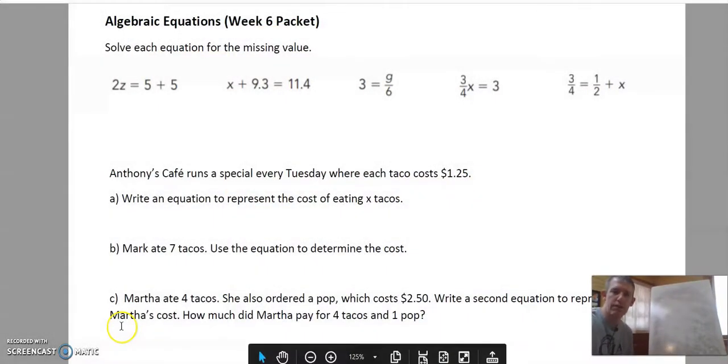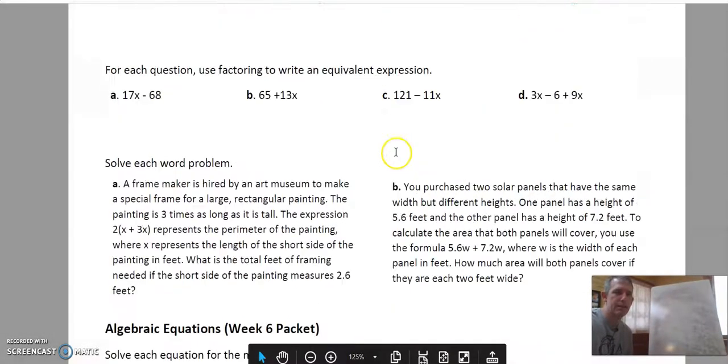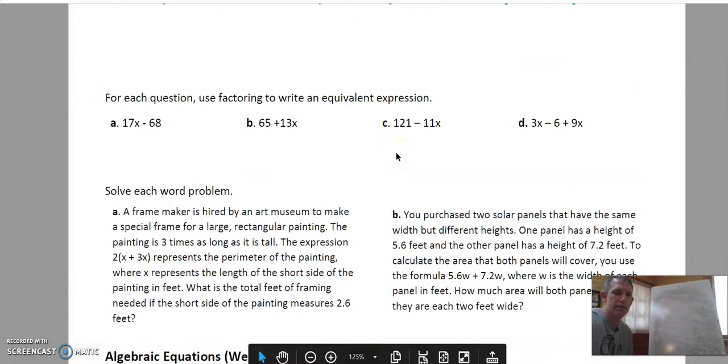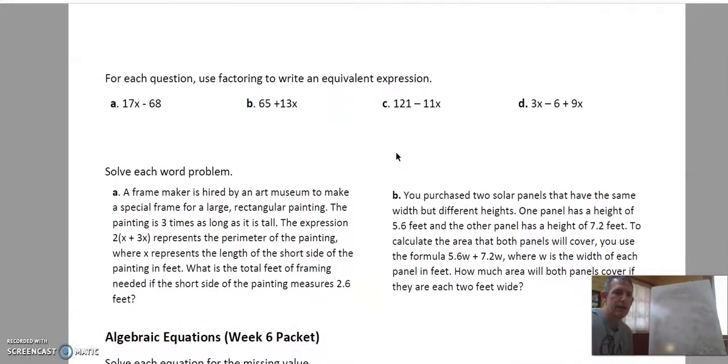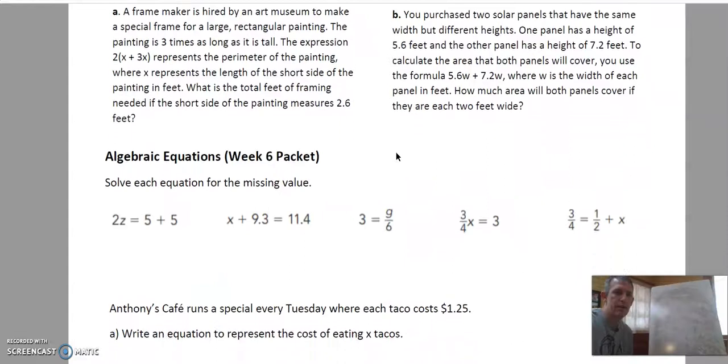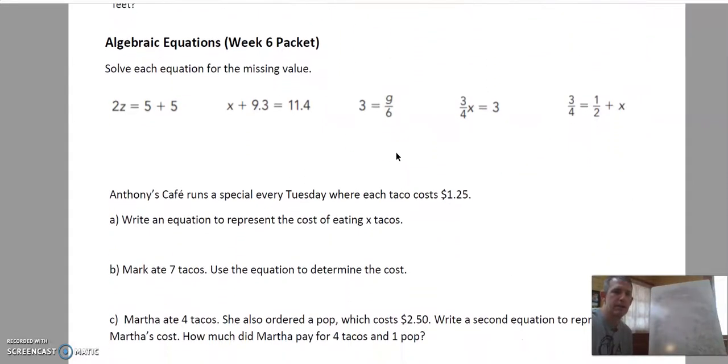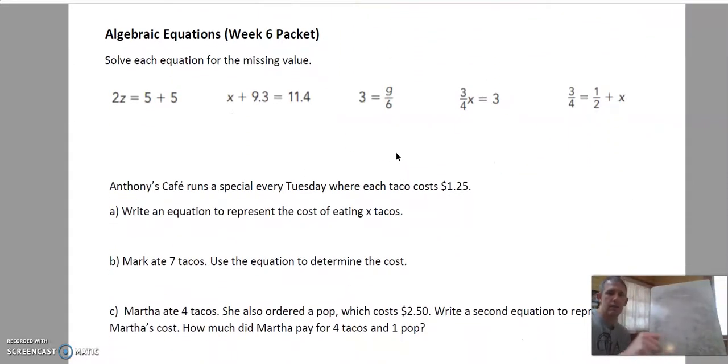Let's move on to the rest of this packet. Okay, so when we left off, we were talking about factoring out. And now we're going to talk about algebraic equations. Yes, I love solving equations. Okay, so solve each equation for the missing value.